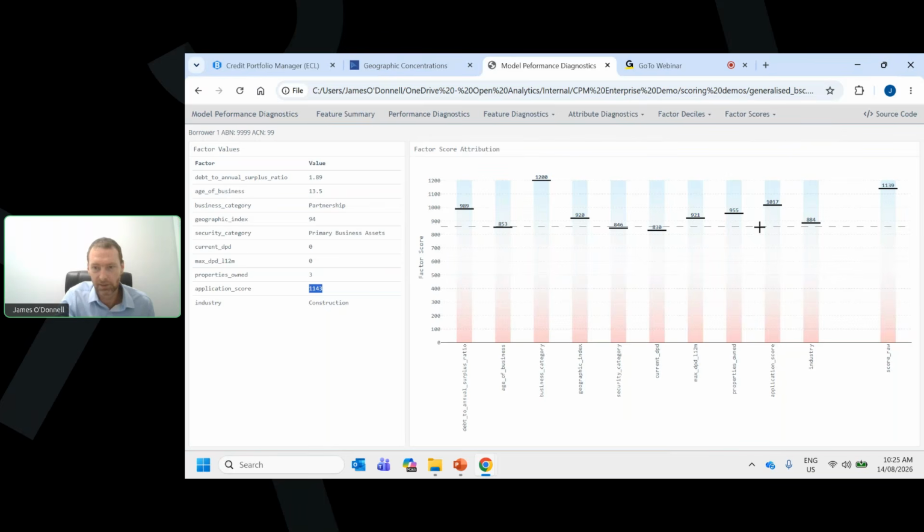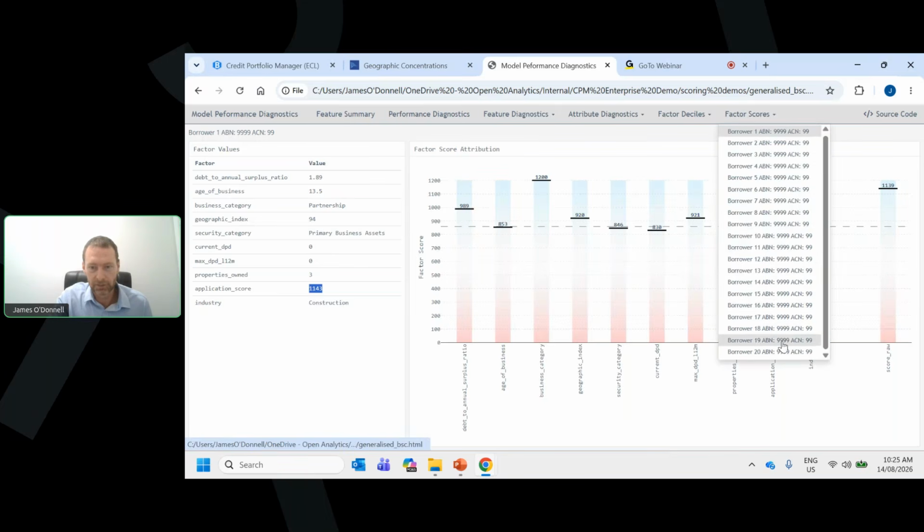On this chart, the dotted line is the average score for the population. Each bar is each factor in the model. And the score on each factor really is the score as if that was the only factor in the model. So if you're only looking at debt to surplus, how would they score? In this case, a really low risk customer, their debt to surplus is less than 2. They've been around 13, 14 years, partnerships, which are pretty low risk. Location risk is good, clean arrears, that sort of thing.